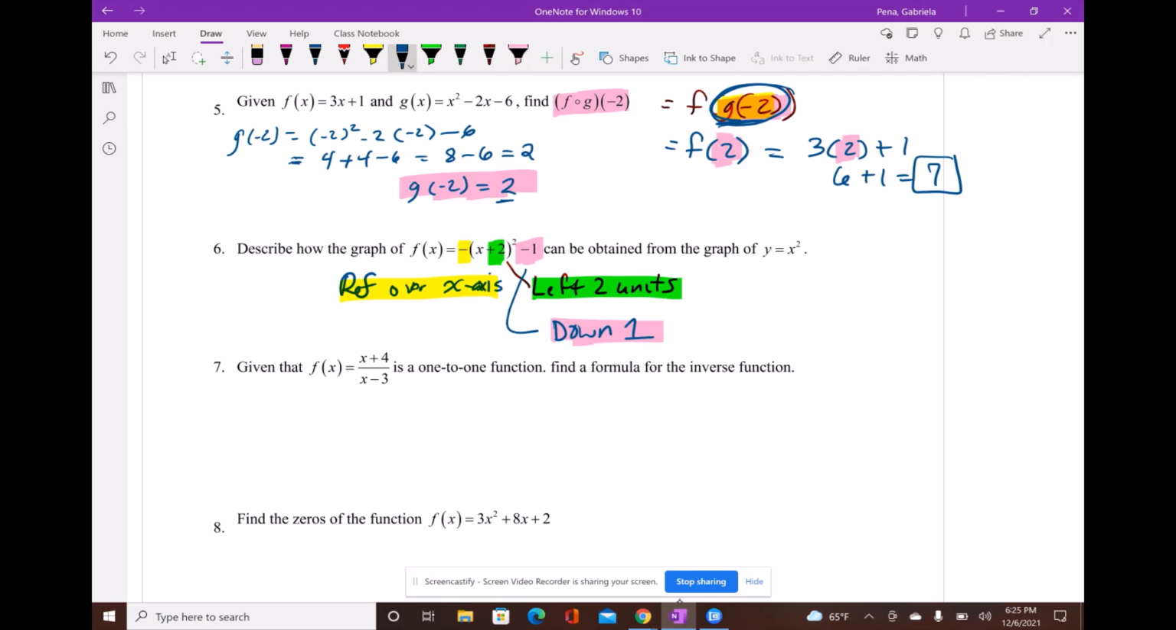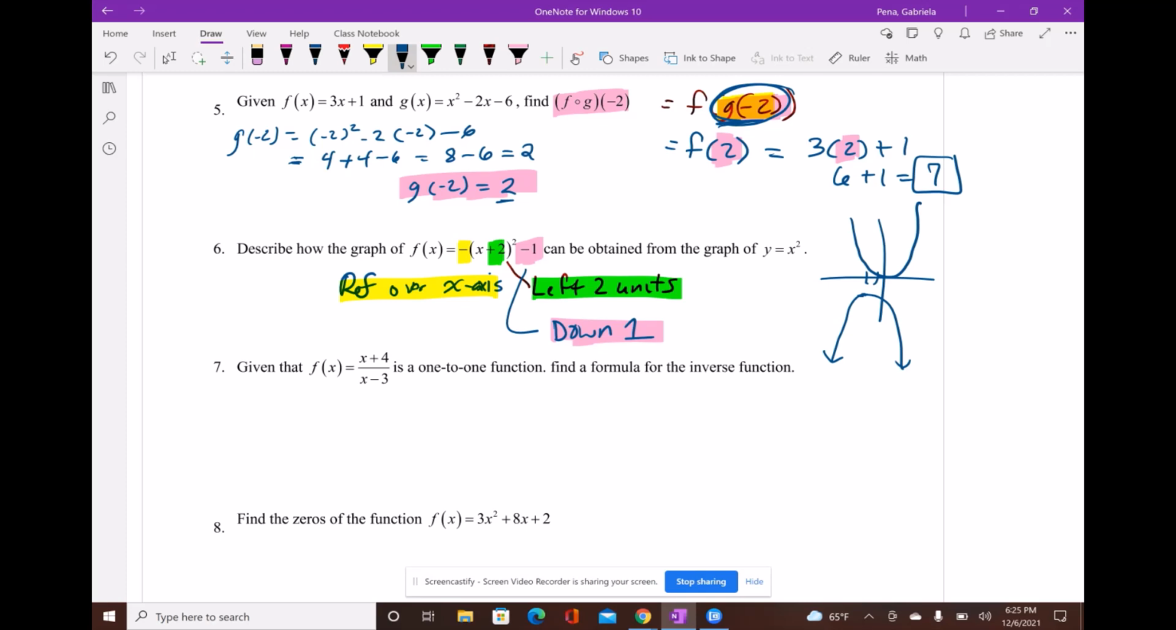So basically your original graph is here. They want you to move left 2, down 1, and then it opens down because it reflects. There it is. It'll be something like that.